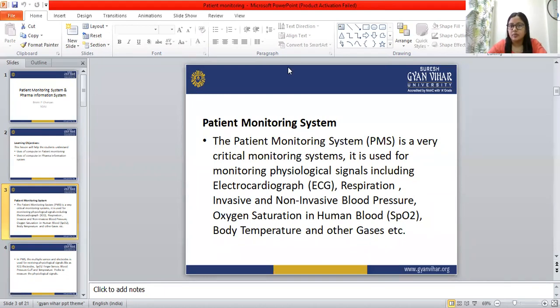So the patient monitoring system is a very critical monitoring system, and it is used for monitoring physiological signals, including electrocardiograph, that is ECG, respiration, invasive and non-invasive blood pressure, oxygen saturation in human blood, SpO2, body temperature, and other gases. We can monitor through the computer.